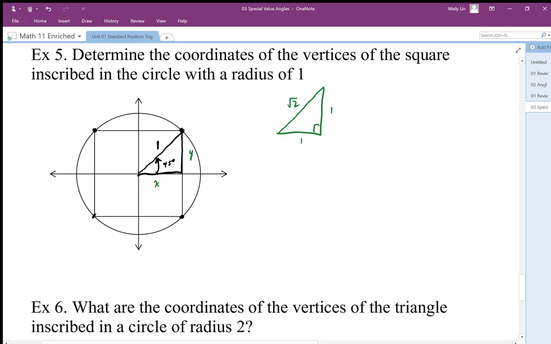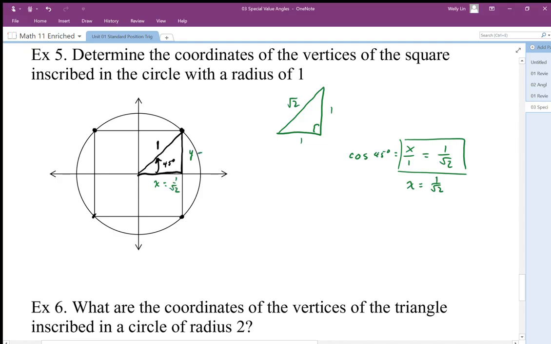Now we can use a trig ratio, so we can say, for example, the cosine of 45 degrees is equal to x over 1, which is equal to 1 over root 2. And we don't need a calculator for this because we know the exact ratio here. So now once we get the exact ratio, we can solve for x as a proportion, and we get x is equal to 1 over root 2. So this length here is 1 over root 2.